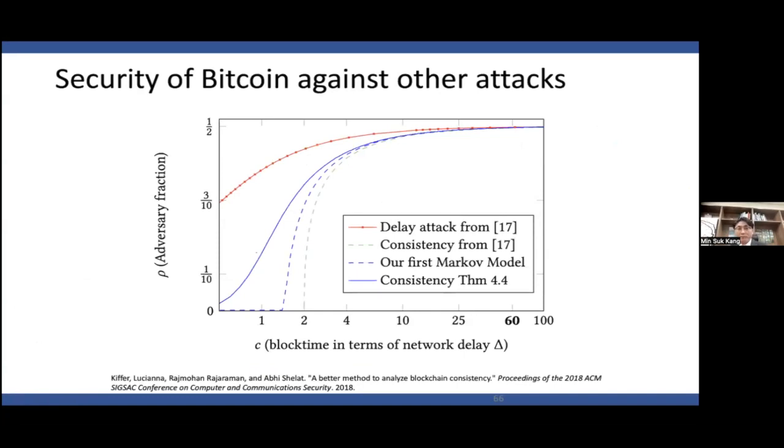They often forget about other attacks. So let's see, and they often ignore the network aspect of the security of Bitcoin. So let me try to explain in this figure.